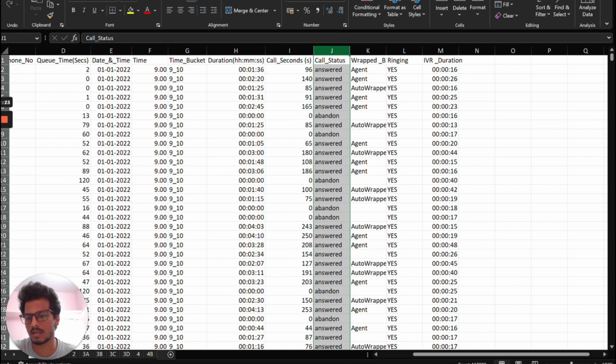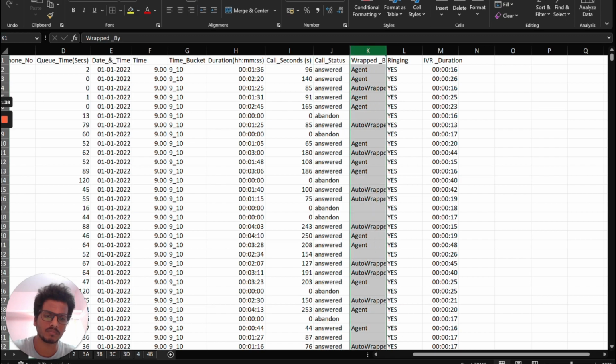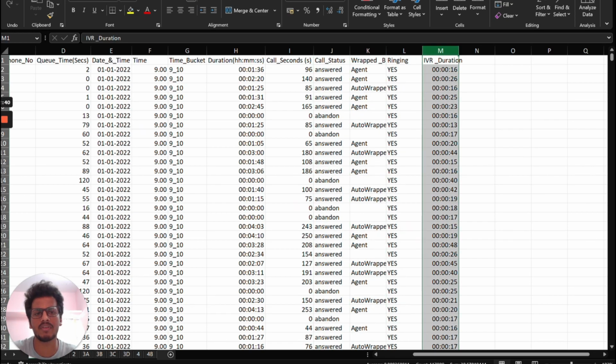Answered means the customer picked up the call, and the duration of that call was 96 seconds. Abandoned means they cancelled the call, and transferred means the call was transferred. Wrapped is there, ringing is there, and IVR duration.